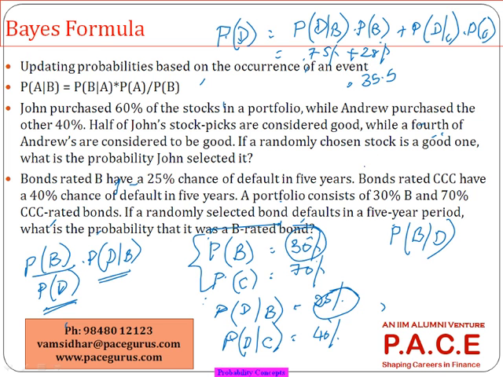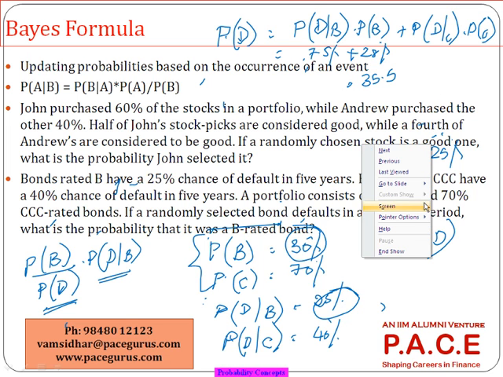P of B is 30 by P of D is 35.5 into P of D given B is 25. Based on this, I can make out that if a particular bond has already defaulted, the chance that it comes from B is that much, which means the remaining chance is that it will come from the C rated. Just try the above one then before we move on to the next.